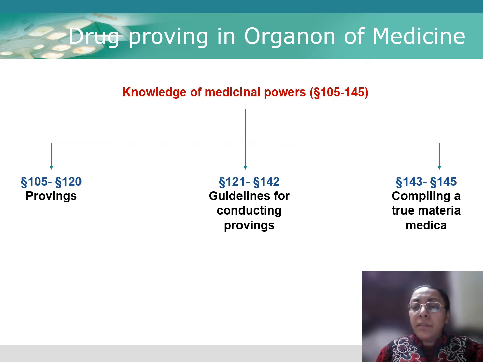From aphorism 105 to 120, Hahnemann has talked about provings. From aphorism 121 to aphorism 142, he talks about guidelines for conducting the provings. And from aphorism 143 to aphorism 145, he talks about compiling a true materia medica.